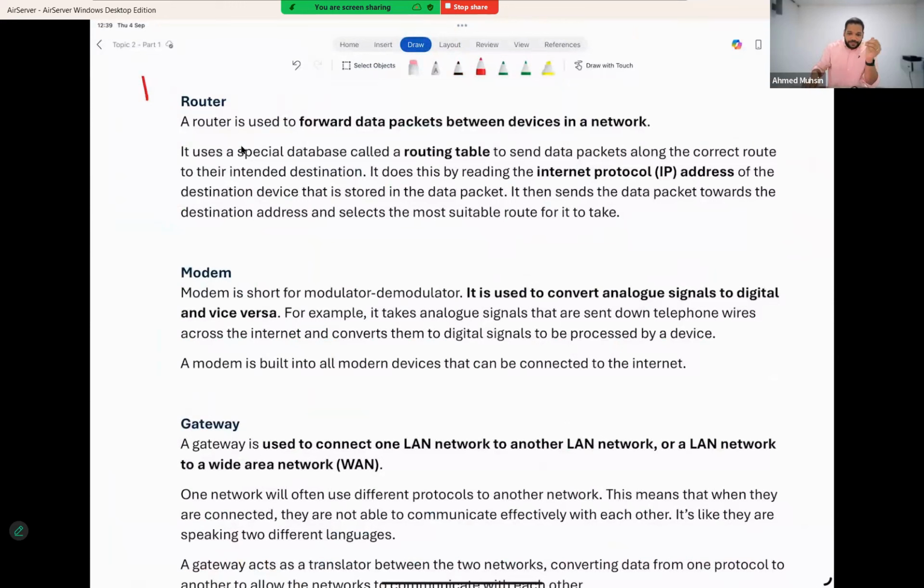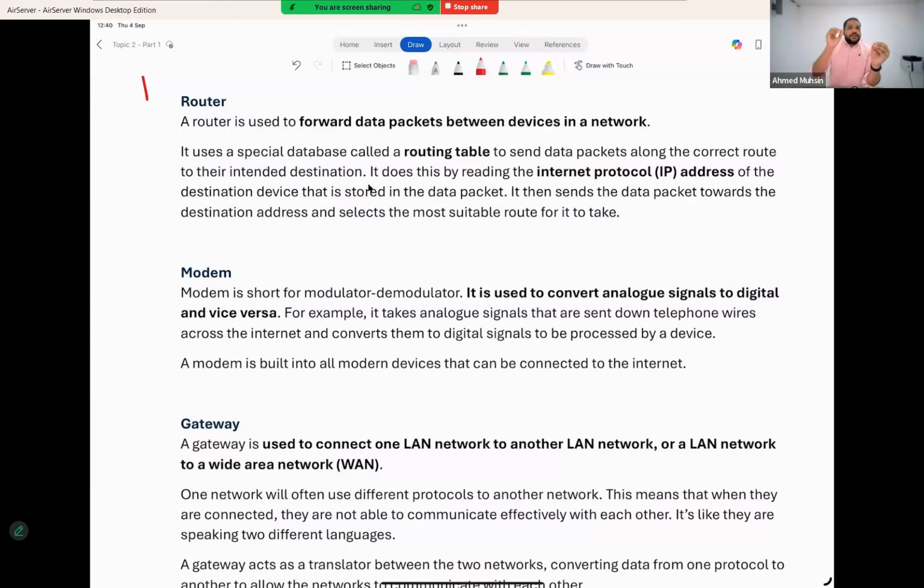Second paragraph, please. It uses a special database called a routing table to send data packets along the correct route to their intended destination. It does this by reading the IP address of the destination device that is stored in the data packet. It then sends the data packets towards the destination address and selects the most suitable route for it to take. Not confusing, bear with me.